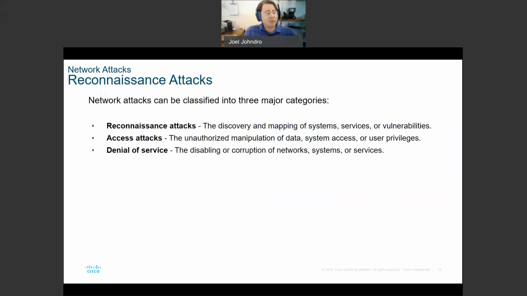Access attacks really refers to any type of attack where a threat actor is trying to gain information in order to access a network. Think obtaining passwords using brute force or using a Trojan or installing a packet sniffer on a line.